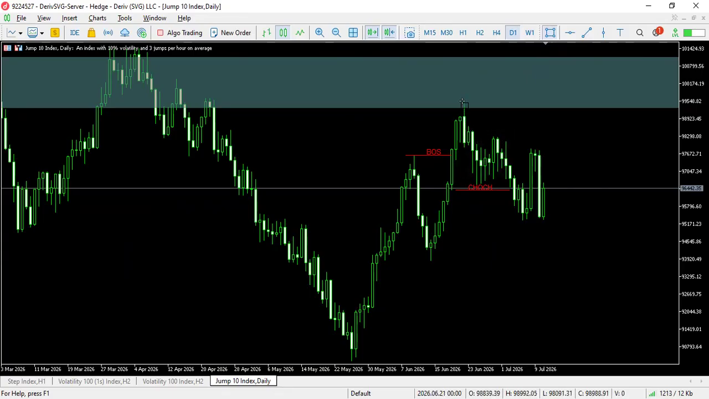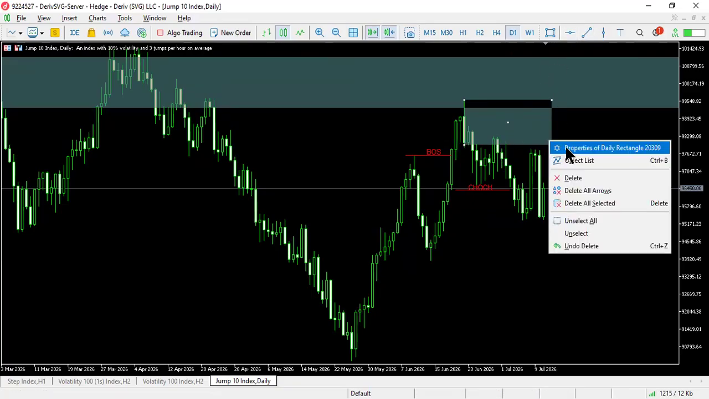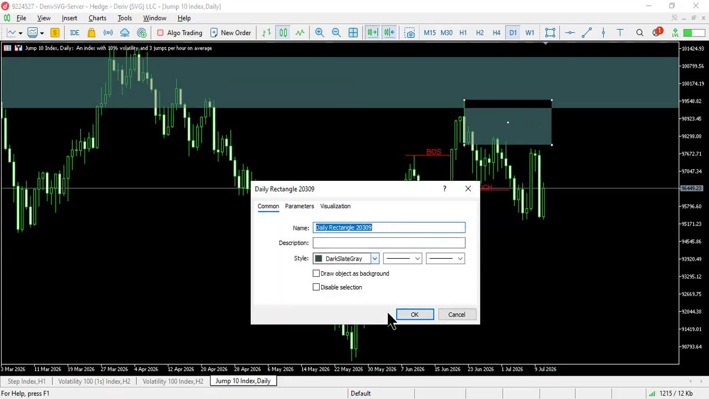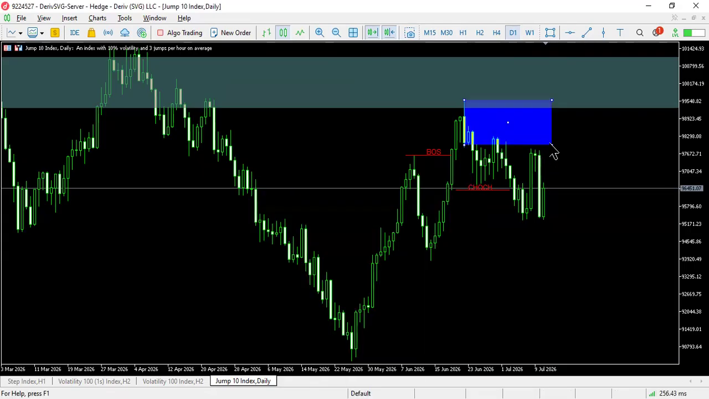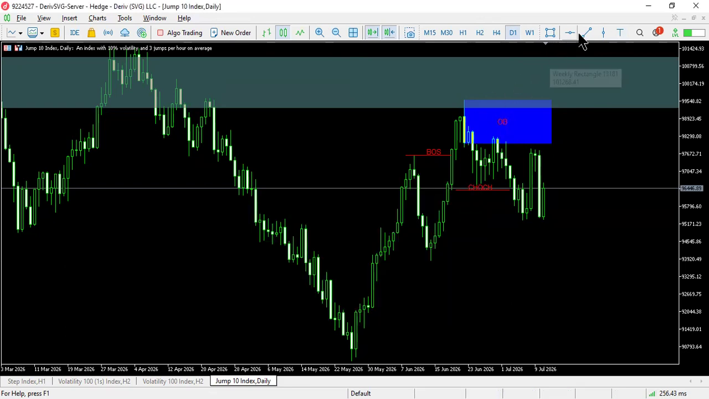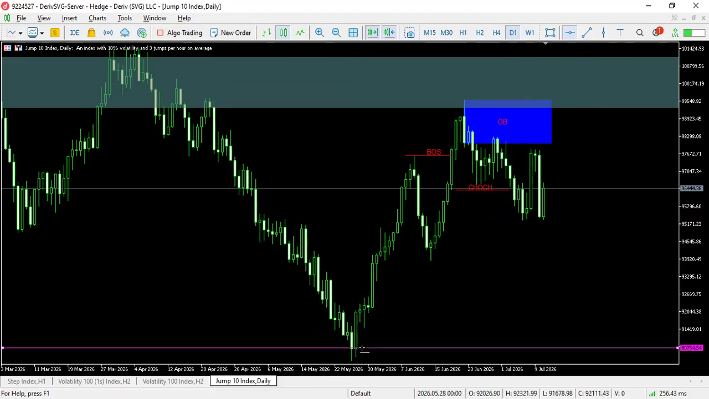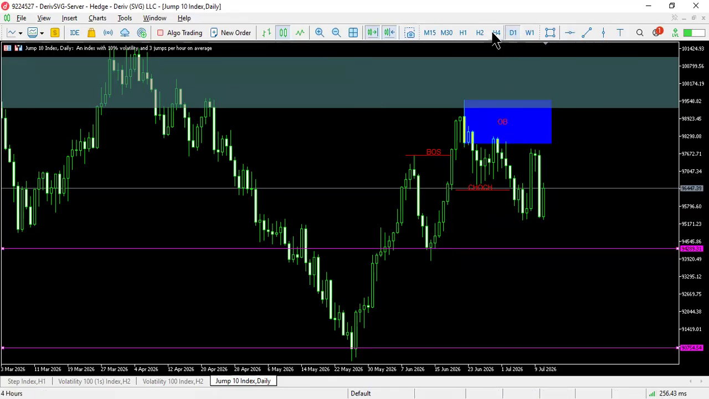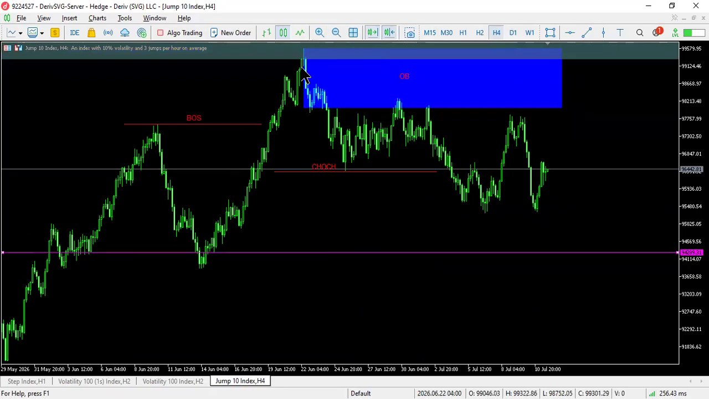Price stepped into that order block, and then we are pushing down. Therefore a change of character has occurred. We are just going to be looking for selling positions. Now we have our swing low at that level, another low there. Moving over to the 4 hours time frame.